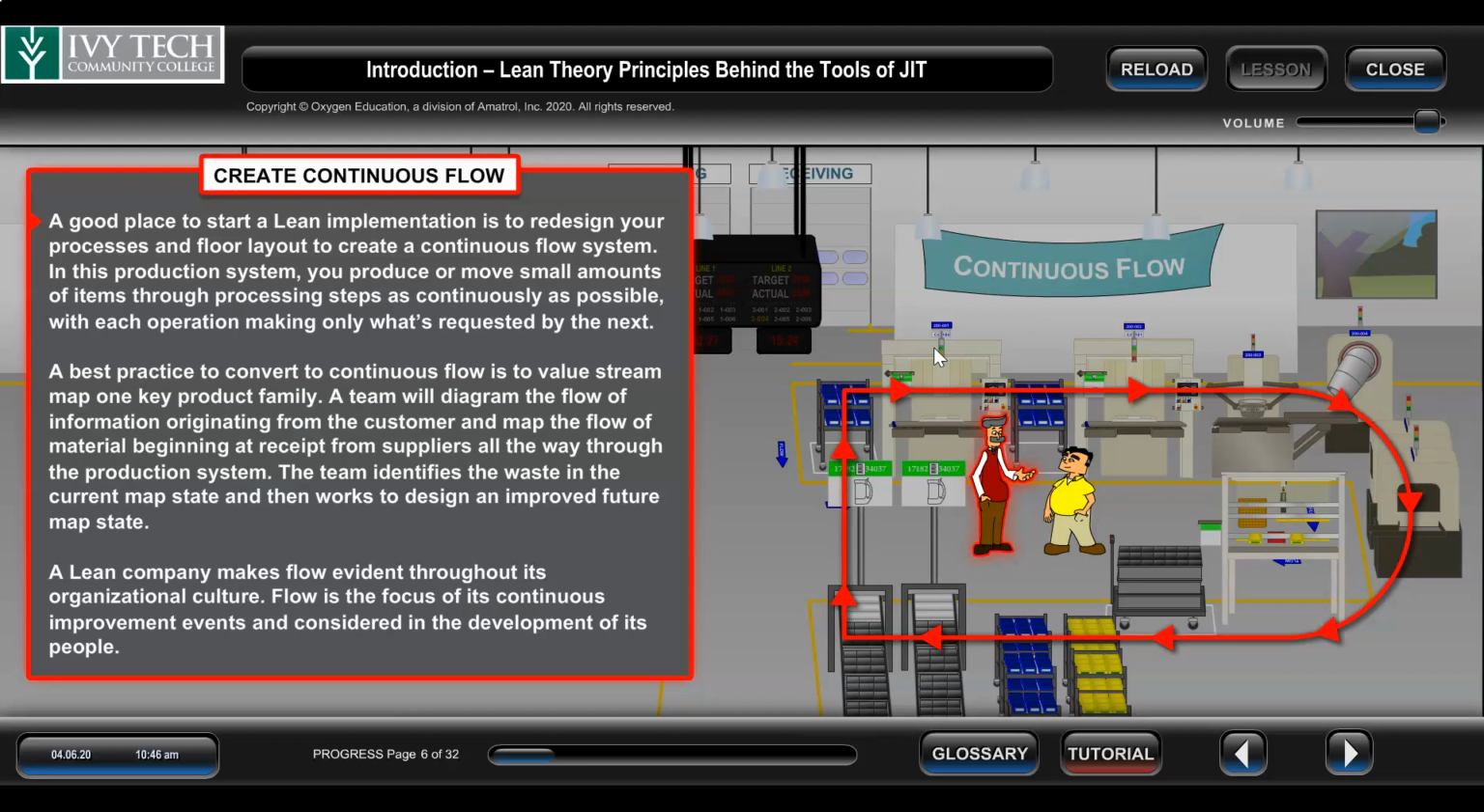A Lean company makes flow evident throughout its organizational culture. Flow is the focus of its continuous improvement events and considered in the development of its people.